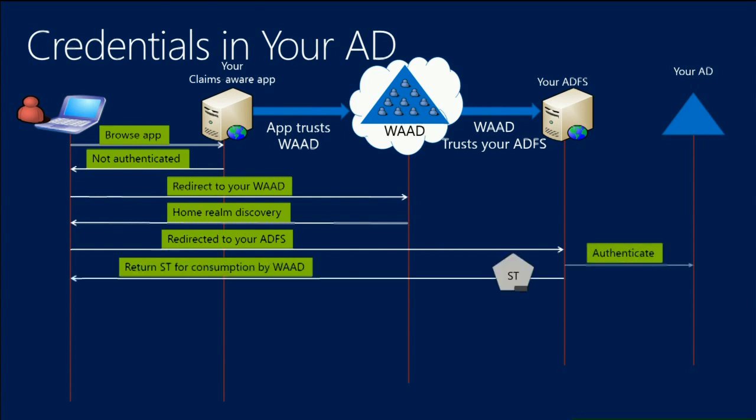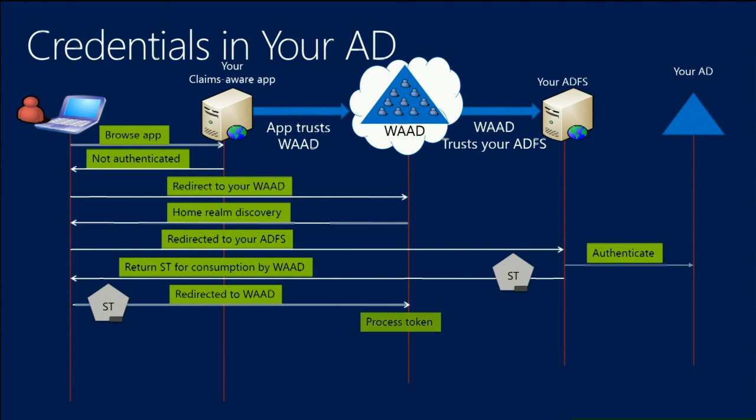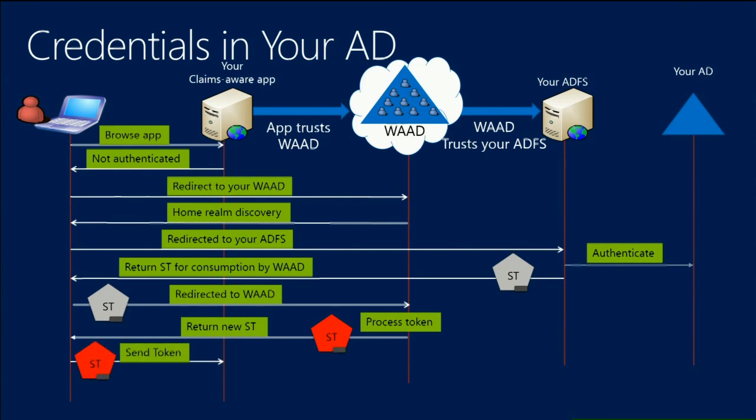So we authenticate, return the security token, return it back to WAD. WAD then converts it as it needs to. It processes the token. It returns it back to the user, and then the user presents that to the application, at which point the application goes off to WAD to retrieve full information about that user.